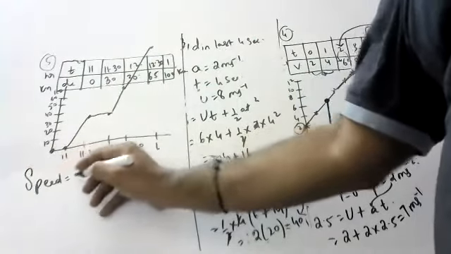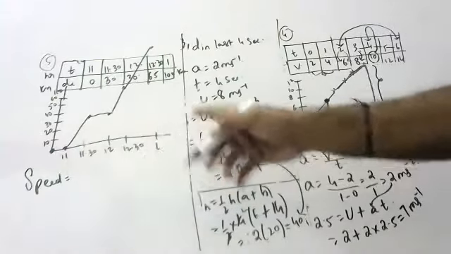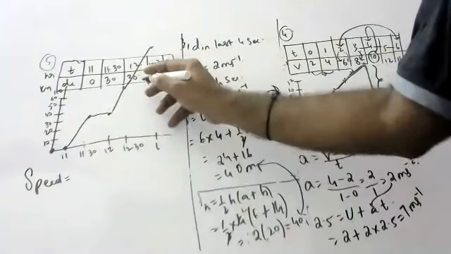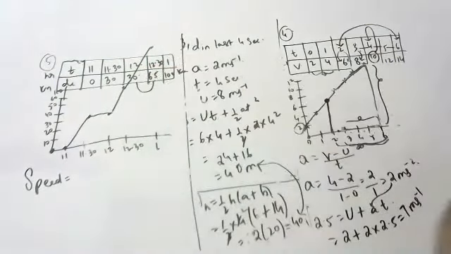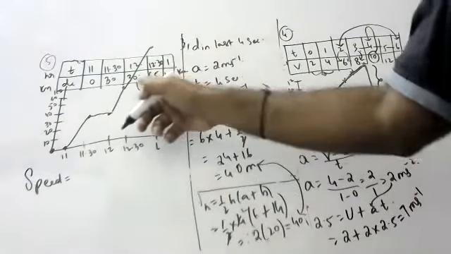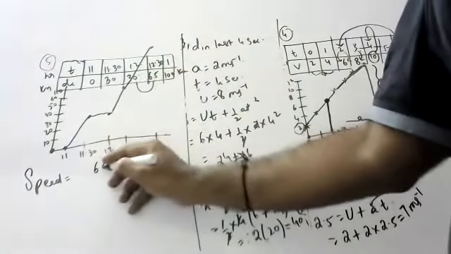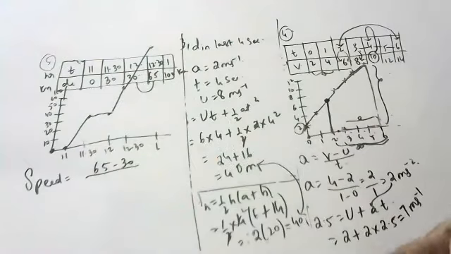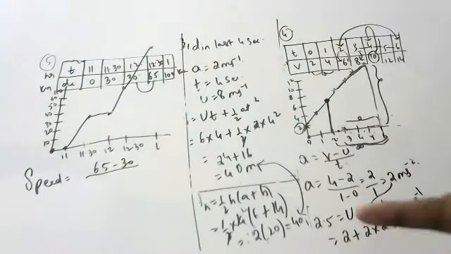Speed between 12 and 12:30. Children, at 12 it is at 30, and at 12:30 it is at 65 kilometers. So how much distance did they cover, children? 65 minus 30. The speed is equal to distance into time, children.